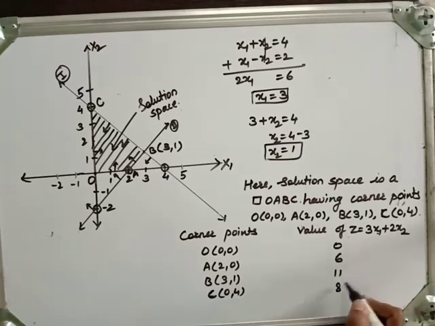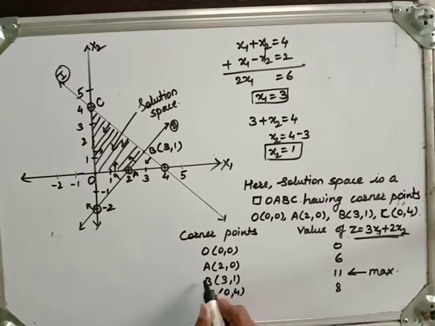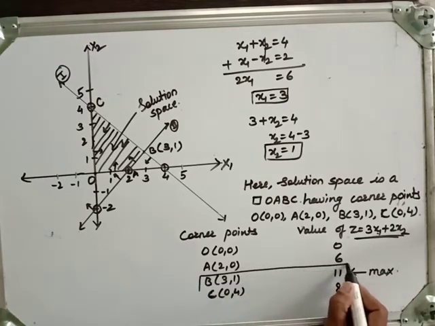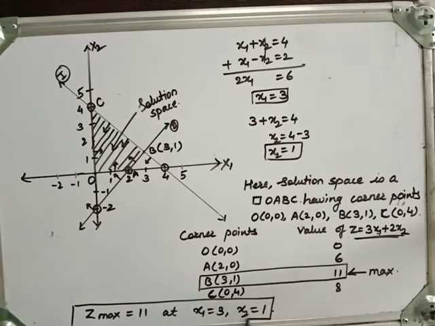Now where is it maximum, as we have to maximize this Z? It is maximum at this point, at B. So here also we get Z max equal to 11 at x1 equal to 3 and x2 equal to 1. So it is the same as our simplex method. So this is a verification of that.